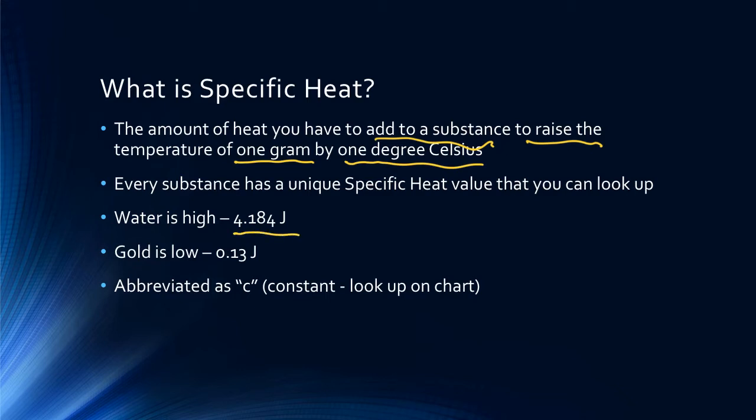That's kind of a high number compared to the other things on the chart. Look at that. Most of the things on the chart are less than 3, 2.45, 2.048, and then the whole right-hand column is less than 1. So gold, which is not even on the chart, is even lower than anything on the chart, 0.13 joules. What that means is it doesn't take much heat at all, very little energy, and boom, it absorbs the heat and the temperature goes up, okay? Water actually takes a lot longer to heat up.